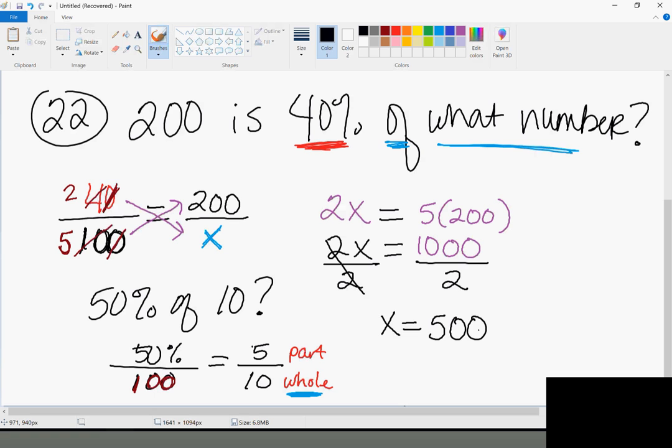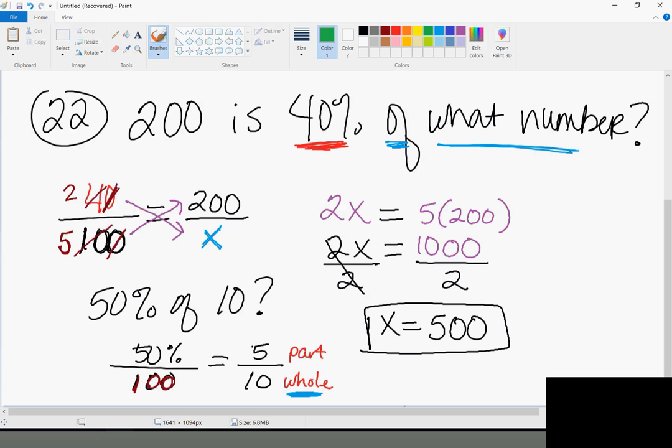Now, it's helpful when you solve these percent problems to think about whether your answer makes sense. We just said that 200 is 40% of 500. Does that make sense? I think it does, because 50% of 500 would be 250. So 40% would be a little less than 250. So this is going to be your answer here.